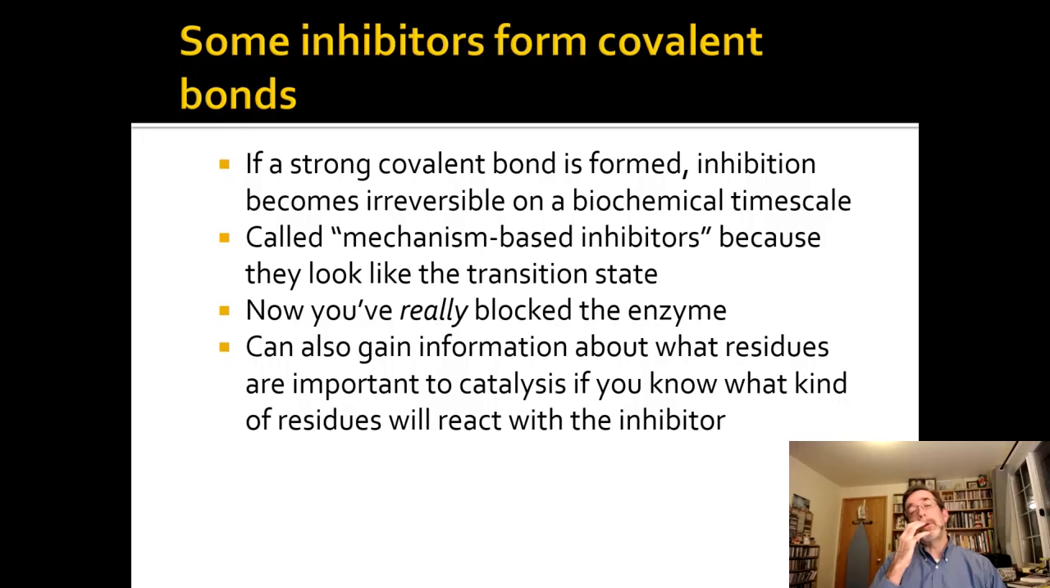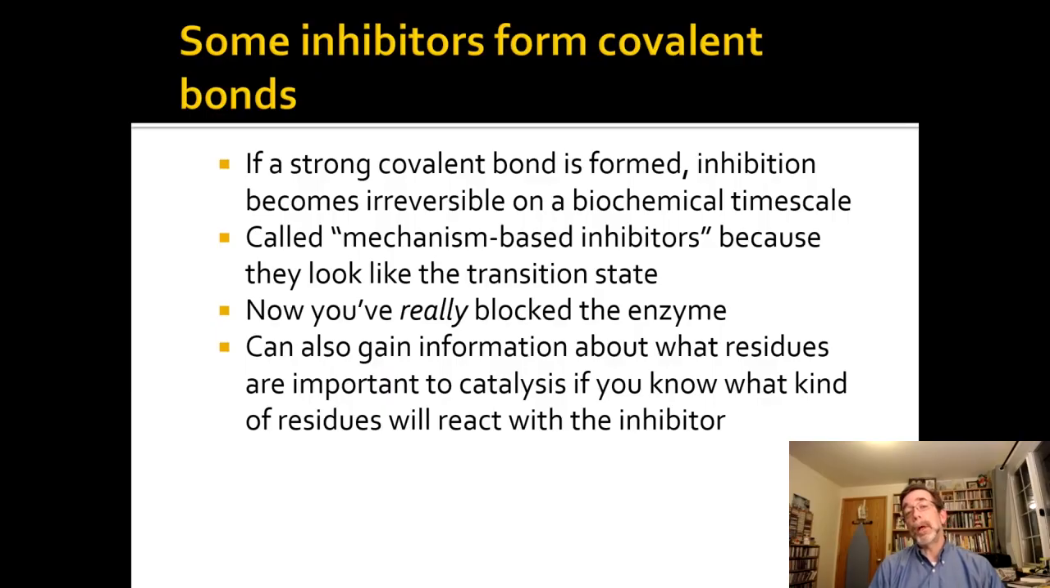There's one other thing about inhibitors. Mostly we've been talking about inhibitors that form non-covalent bonds, but sometimes you can have a really powerful inhibitor that binds so tightly it actually forms a covalent bond between the enzyme and the substrate. If that happens, inhibition becomes irreversible on a biochemical time scale. You'd have to really pull hard on that covalent bond to get it off, and basically the enzyme is blocked permanently. These are called mechanism-based inhibitors because they look like the transition state. Now you've really totally blocked the enzyme.